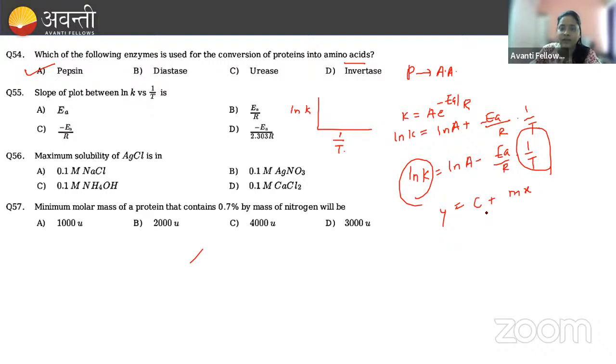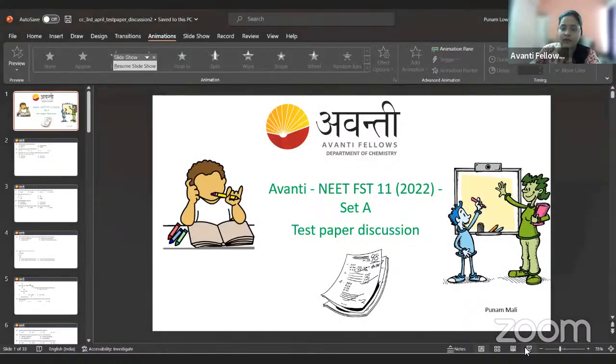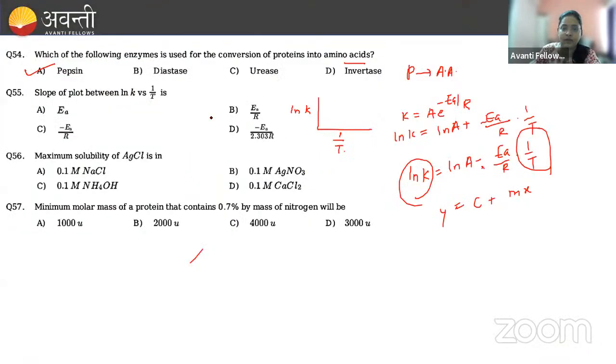So this graph will be a negative graph. Okay, slope is what? Negative. So it will be a decreasing graph with the slope minus Ea by R. Right? Yes? Right? Okay. So minus Ea by R, answer will be what? C.